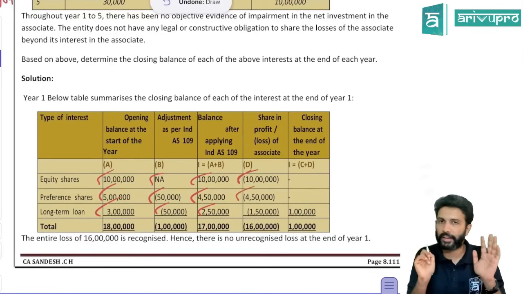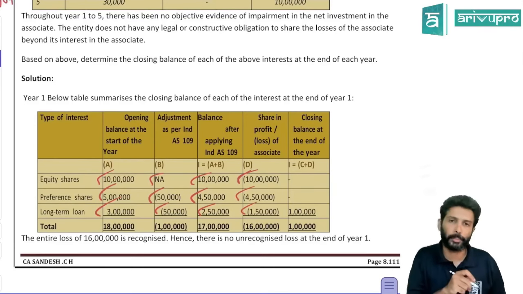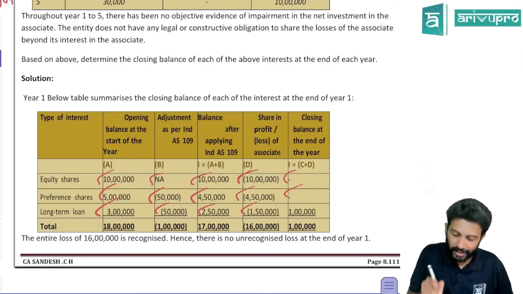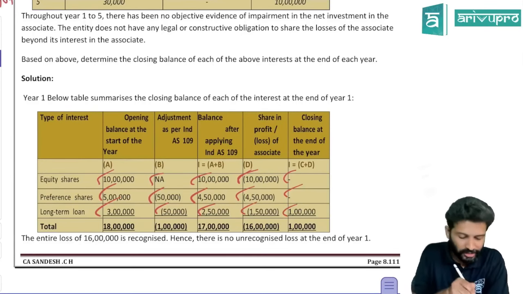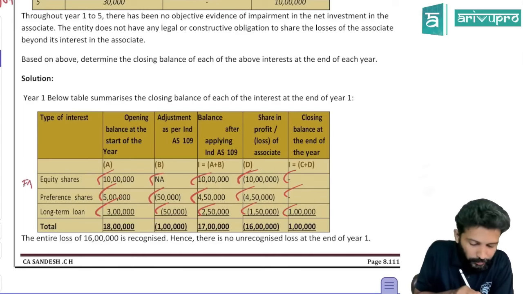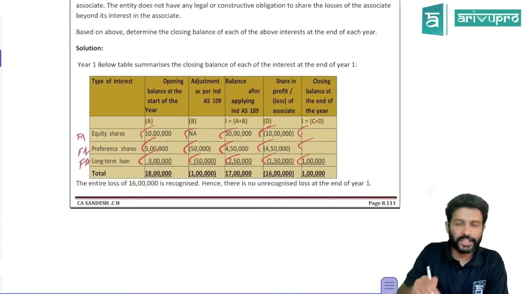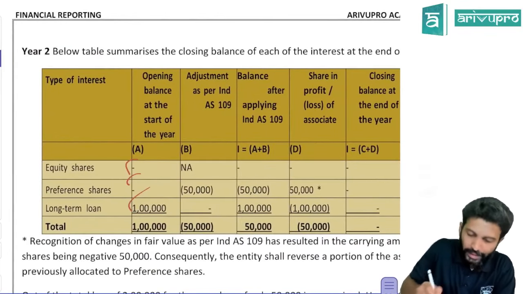So set off 4.5 lakh. How much loss still remains? 1.5 lakh. That 1.5 lakh you set off with the loan. That means the equity investment balance is 0. The investment in preference shares balance is 0. The long-term loan balance has become 1 lakh rupees. This is a long-term loan given, so it's an asset. All these are financial assets only. So all this balance has become like this. This is the first year's closing balance, which becomes the next year's opening balance. So 0, 0, 1 lakh like this.